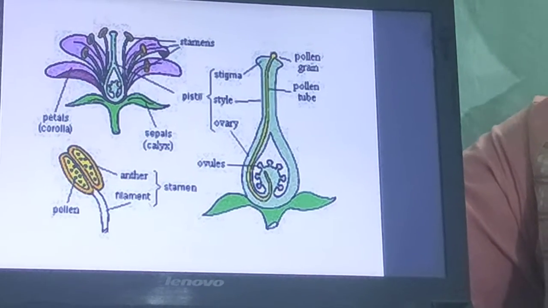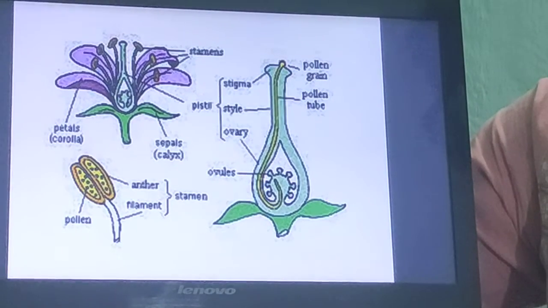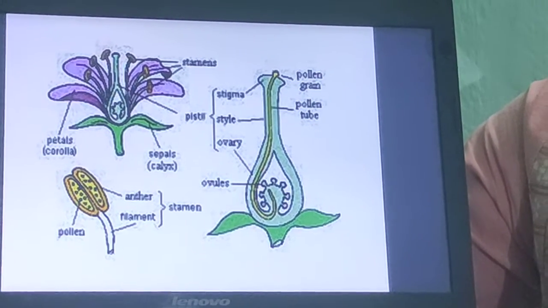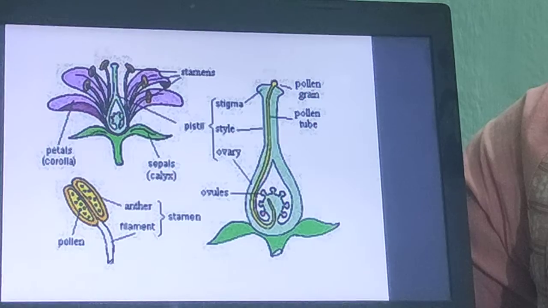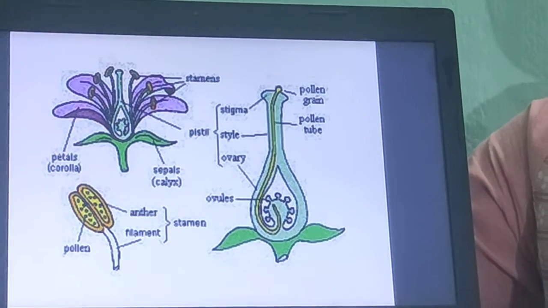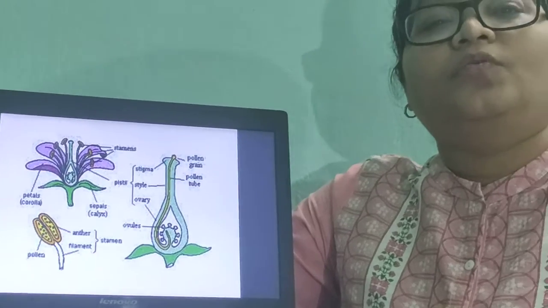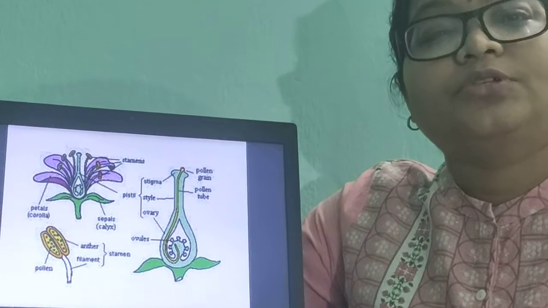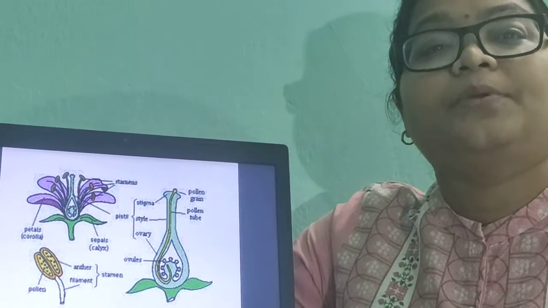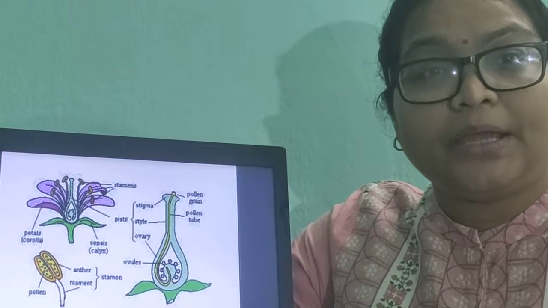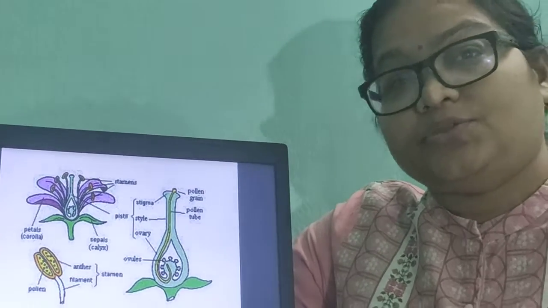So if one ovule is present inside the ovary, then the fruit becomes one-seeded. For example, mango, coconut, etc. In case the ovary contains many ovules, many seeds are produced. For example, papaya, watermelon, etc.